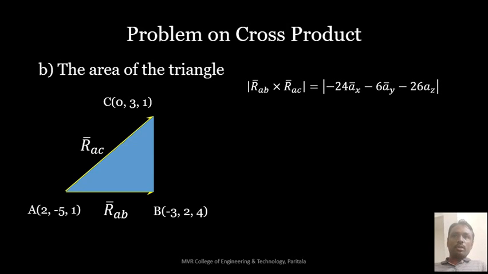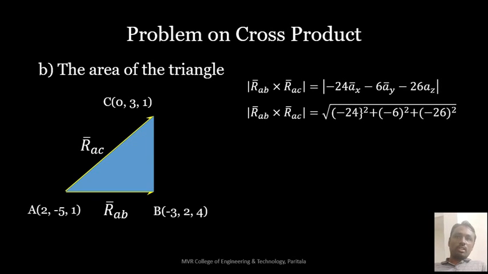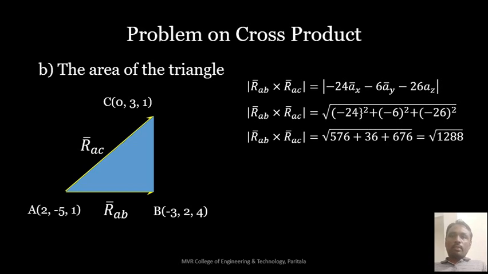So the magnitude of RAB bar cross RAC bar is the magnitude of minus 24 AX bar minus 6 AY bar minus 26 AZ bar. We already identified it. So it will become the square root of 24 square plus 6 square plus 26 square. So it will give the square root of 1288. That means 1288 will give 35.8. Now we know the magnitude.